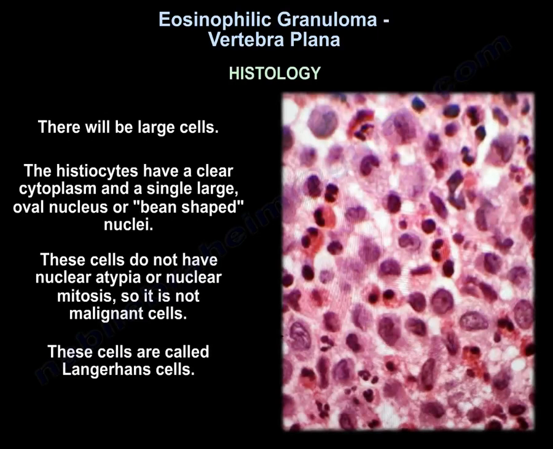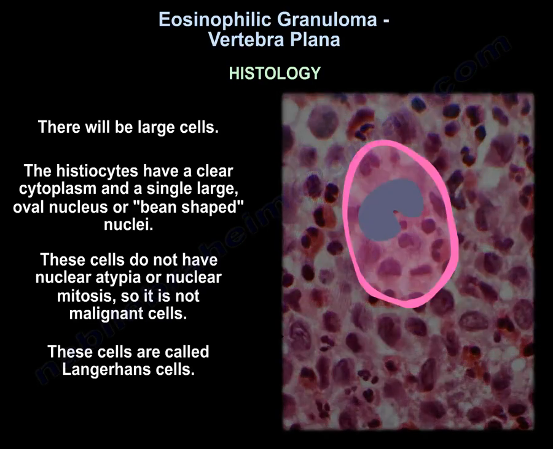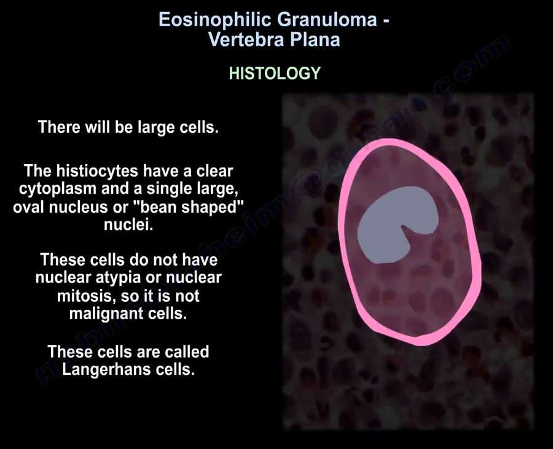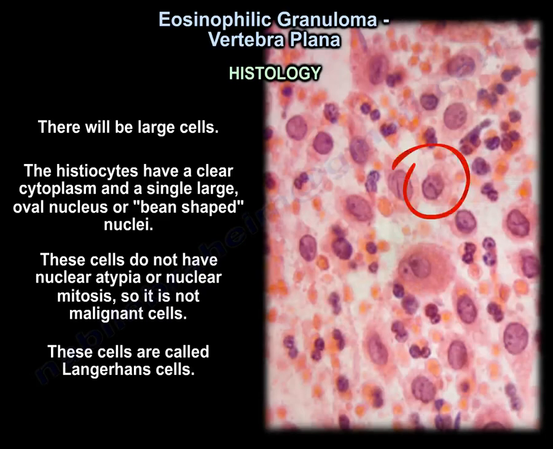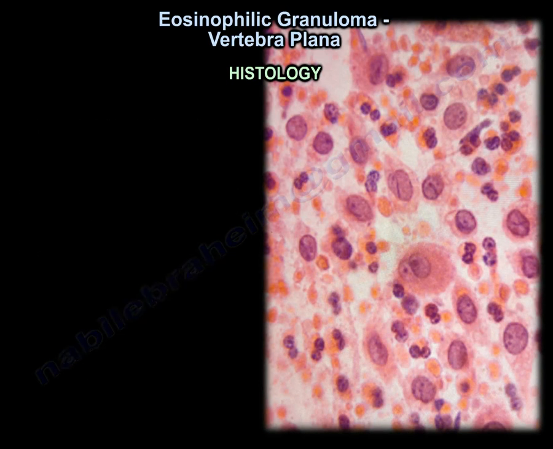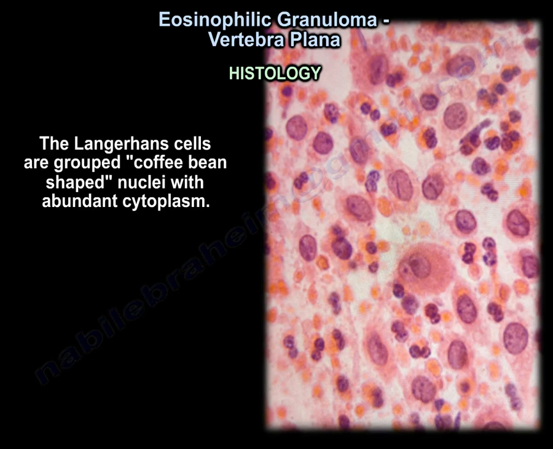How about the histology? You will have large cells. The histiocytes have a clear cytoplasm and single large oval nucleus or bean-shaped nuclei. These cells do not have nuclear atypia or nuclear mitosis, so they are not malignant cells. And these cells are called Langerhans cells. The Langerhans cells have grooved or coffee bean-shaped nuclei with abundant cytoplasm.